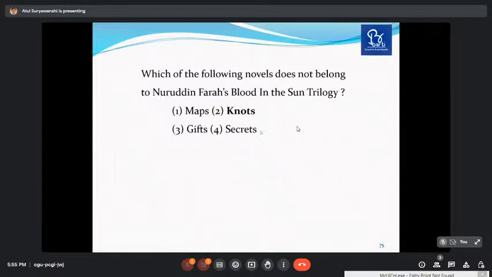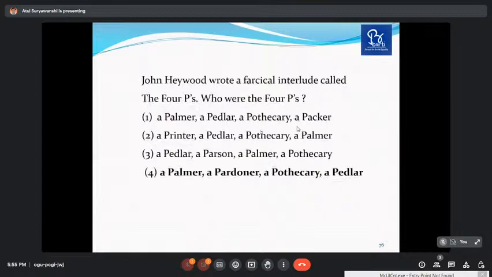Next. Which of the following novels does not belong to Nuruddin Farah's Blood in the Sun trilogy? And the answer is not that one. So Maps, Gifts and Secrets belong to this. Next question. John Heywood wrote a farcical interlude called The Four Ps. So who were the four Ps? The fourth option: the Palmer, the Pardoner, the Apothecary, and the Pedlar are the four Ps.